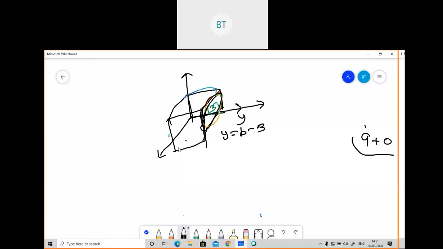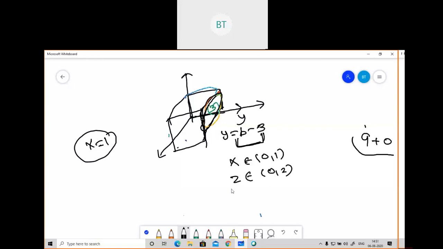Earlier in the x part, just as the value of x was fixed at 1, now in this part y will be fixed here. y equal to b equal to 3. And the value of x is varying. So from where is x varying? From 0 to 1. And the value of z is varying from 0 to 2.